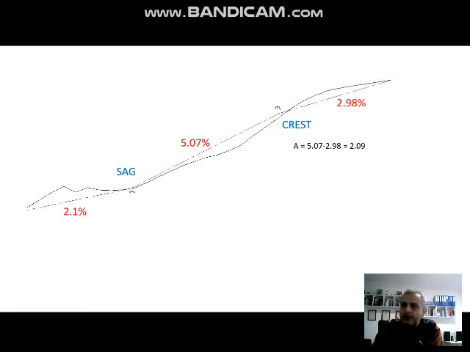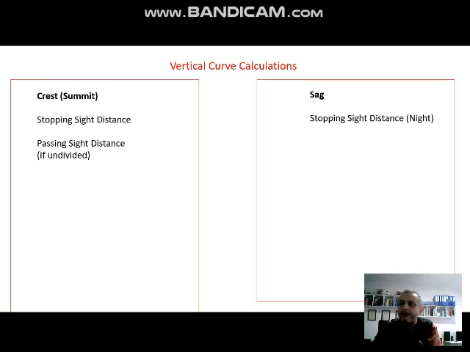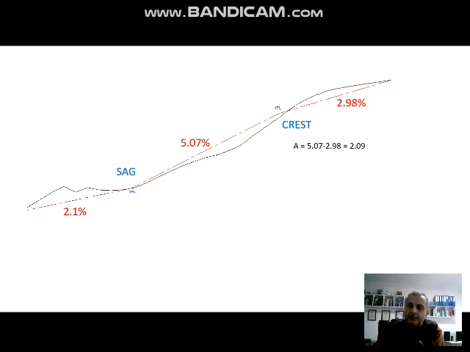So let's go back to the beginning. Yes, vertical curve calculations. There are two different types of curves as we discussed in class: crest or summit, sag or valley type curves. In my project, this is a snapshot of my project that I have been developing currently with you.